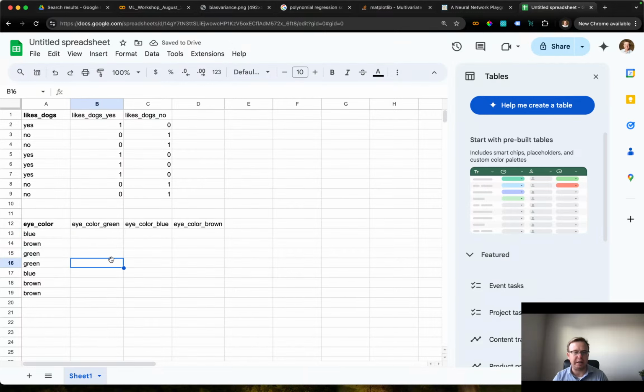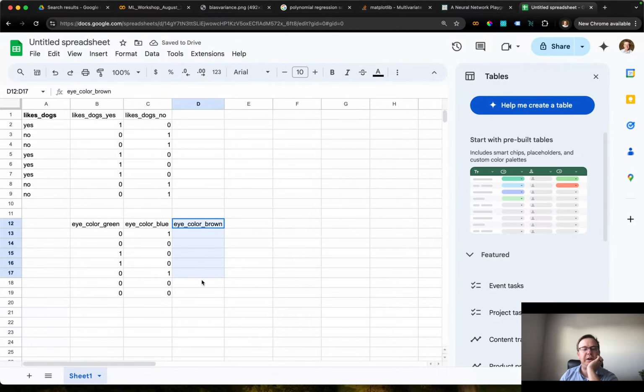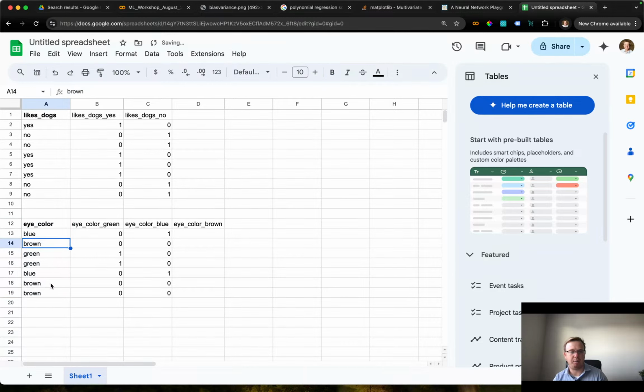So eye color green, the greens get 1s, everywhere else gets 0s. Now blues get 1s in the blue column, everywhere else gets 0s. Okay. Now if I delete the original column, can we create the third column just from the information that's already here? Well, yeah, I can. I know if it's not green and it's not blue, so if I have 0s in both of these, then it must be brown. Is that right? Let's put the other column back. Brown, brown, brown. 1, 1, 1.